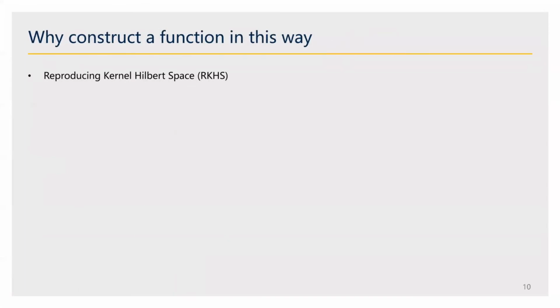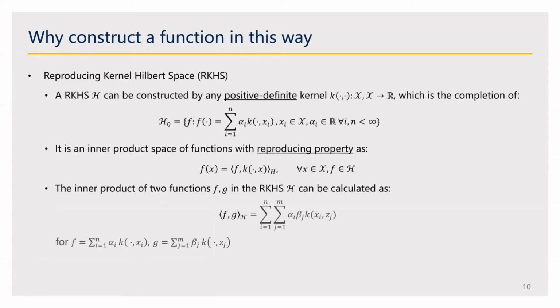You probably want to ask why we construct functions in this way. It is because we want to leverage the property of reproducing kernel Hilbert space. Here we briefly introduce the background. An RKHS is a space of functions. It can be constructed by any positive definite kernel. Roughly speaking, such space contains all linear combinations of the kernel function with one argument specified at any location in the domain of the kernel function.